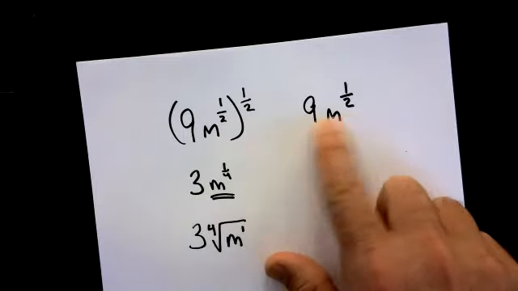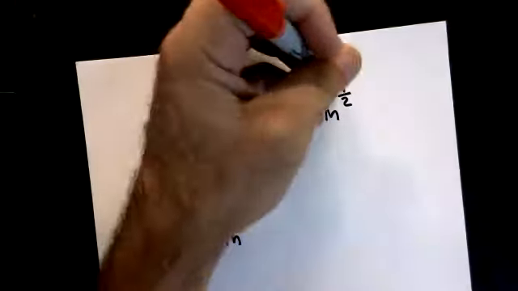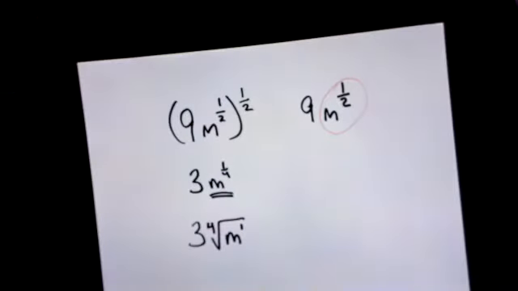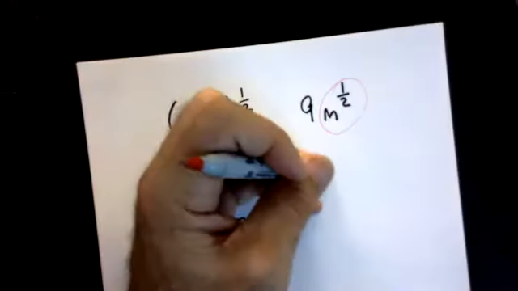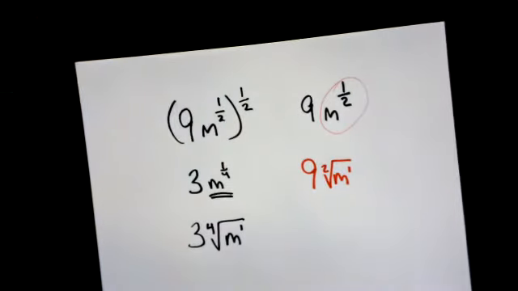Likewise, if there's no parentheses, the only thing this 1/2 power goes to is the m. This 9 is out here all by itself. So this means 9, and then m to the 1/2 means the square root of m to the 1st.